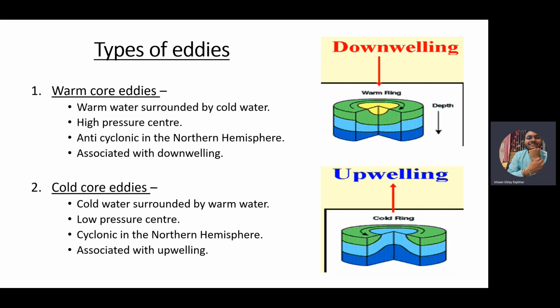The second is the cold core eddy. It is the opposite of a warm core eddy, where the cold center is surrounded by warm water, and so the center is at a lower pressure and it is associated with upwelling. Upwelling means that the water in the center will rise. So the center is at a higher height and the outside is at a lower height.